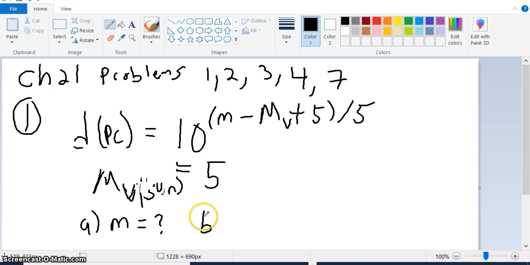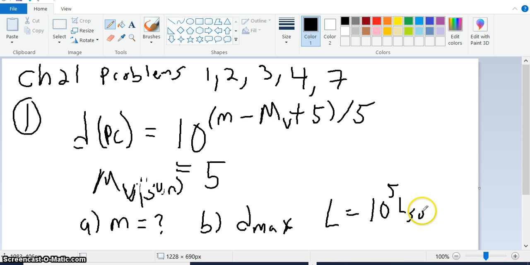So for part B, they say, what is the maximum distance? So we want to know d max. The maximum distance to detect a nova that has a peak luminosity of 10 to the 5th solar luminosity, so 10 to the 5th times the luminosity of our sun. So we need a separate equation for that one. So let's get into this.